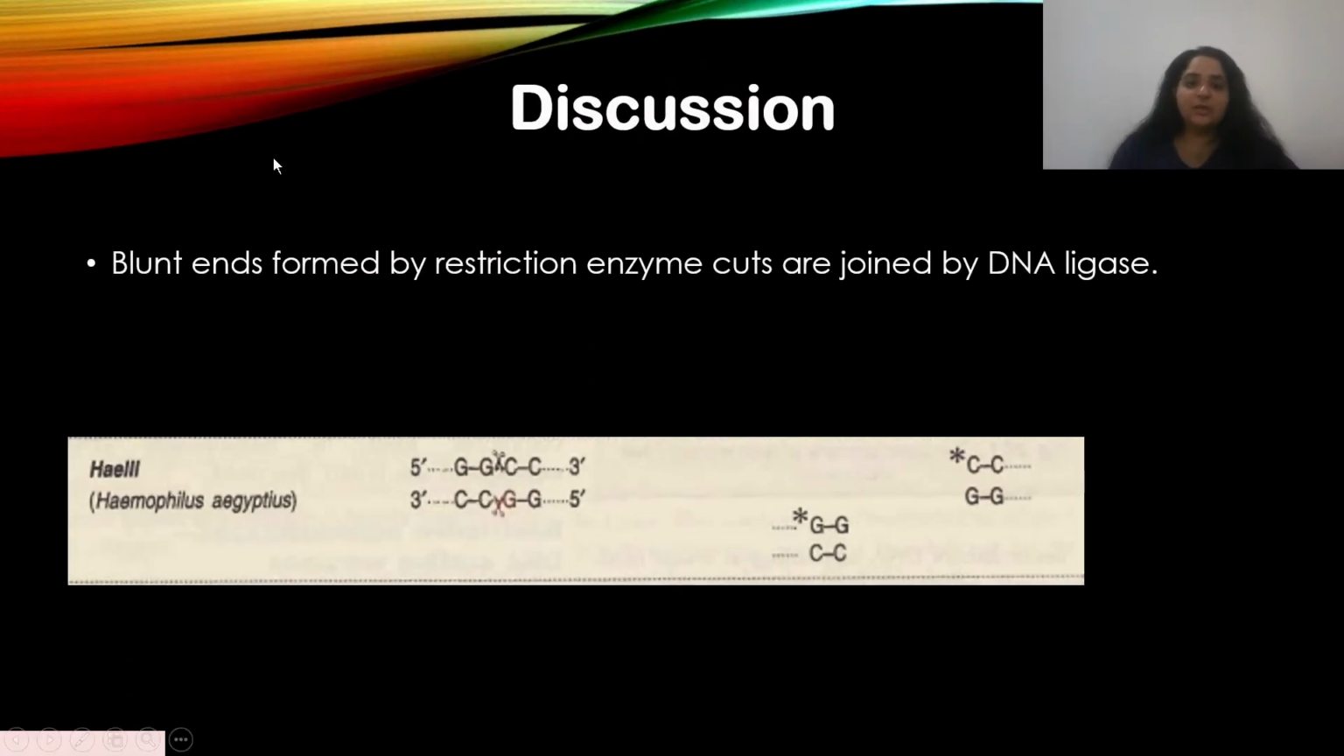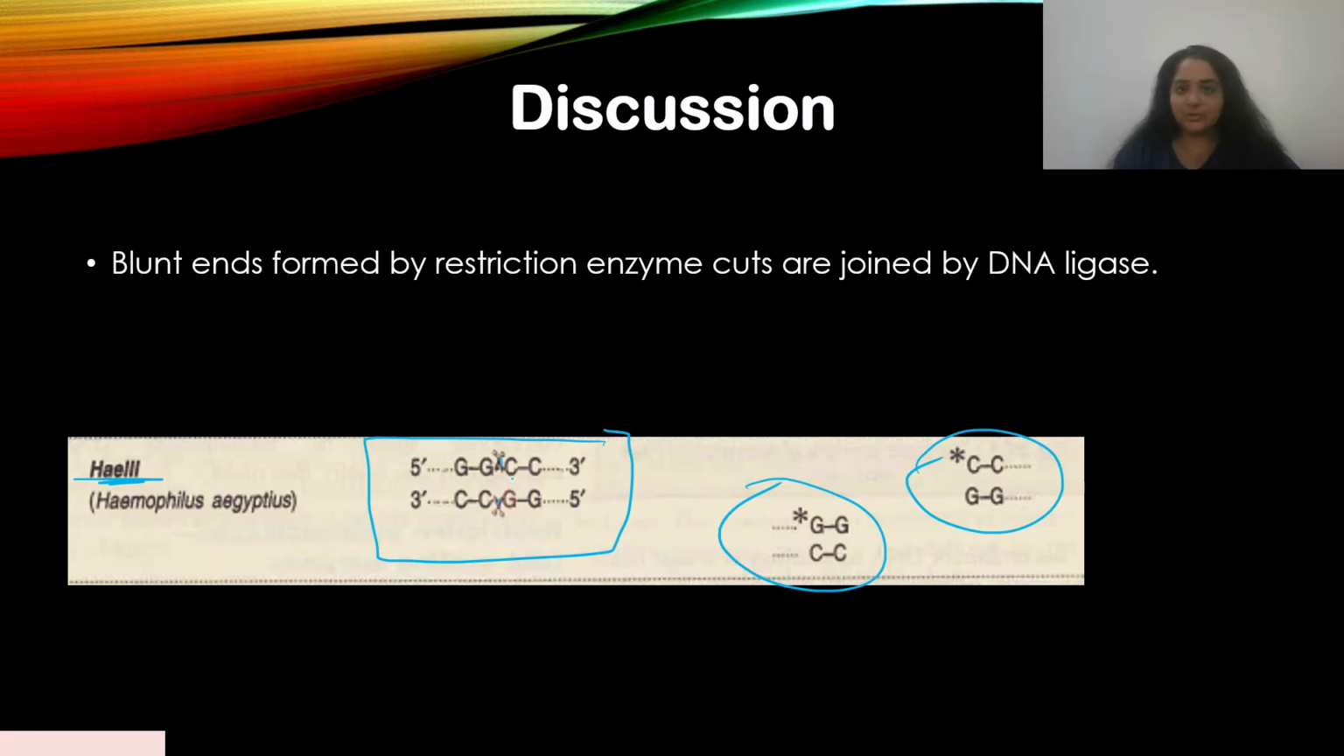Now there are two different types of ends that can be formed after the restriction endonuclease has acted on the gene fragment. What you see here, HAE3, gives a blunt end. Let's say this is a palindromic site that HAE3 identifies, and it cuts in the middle. So you get GGCC over here, CCGG over here. These are called blunt ends.